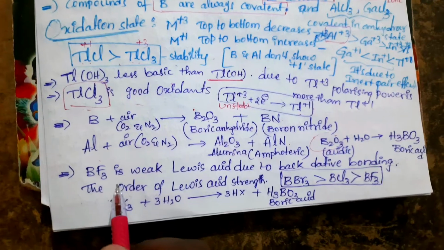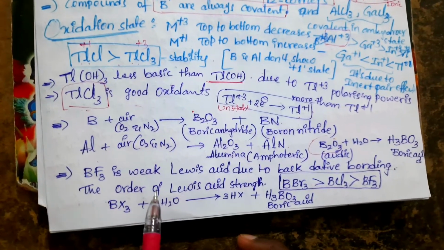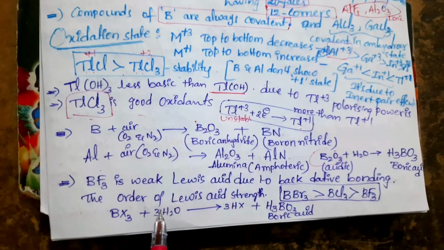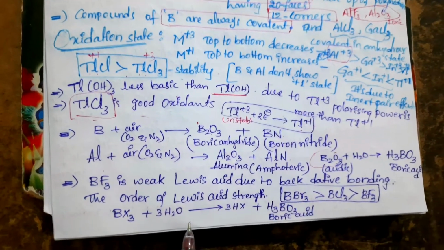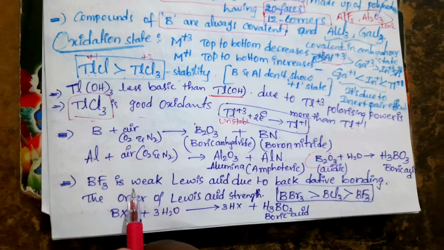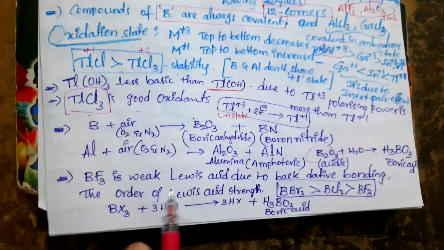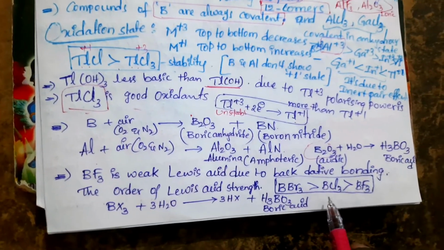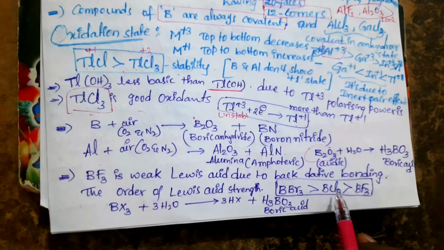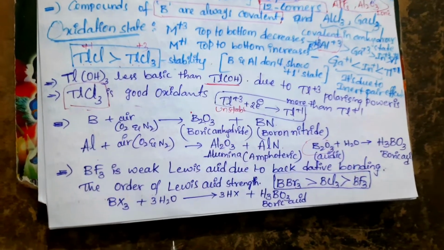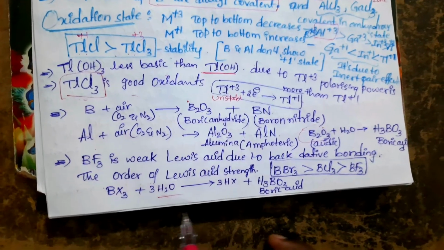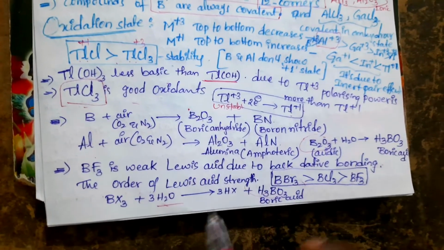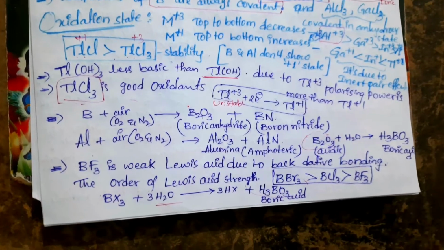Now you can see here BF3 is a weak Lewis acid. Why is it a weak Lewis acid? Because of back donation, back dative bonding present. So for that reason BF3 is a weak Lewis acid. Now the order of Lewis acid strength: BBr3 is the stronger Lewis acid, then BCl3, and BF3 is the least. So BX3, that is boron trihalide, on hydrolysis will give boric acid. Is that clear?